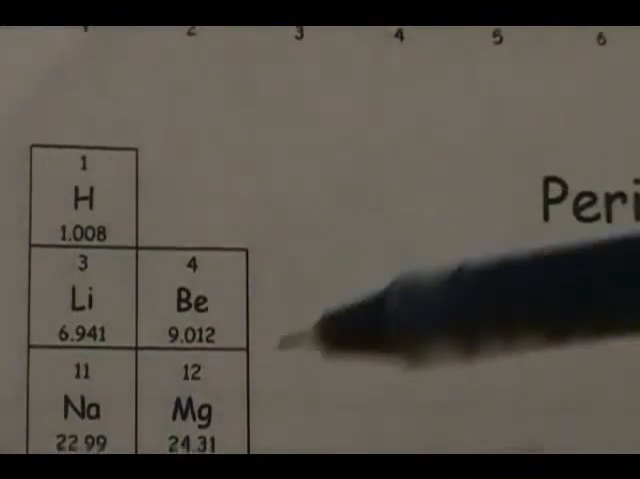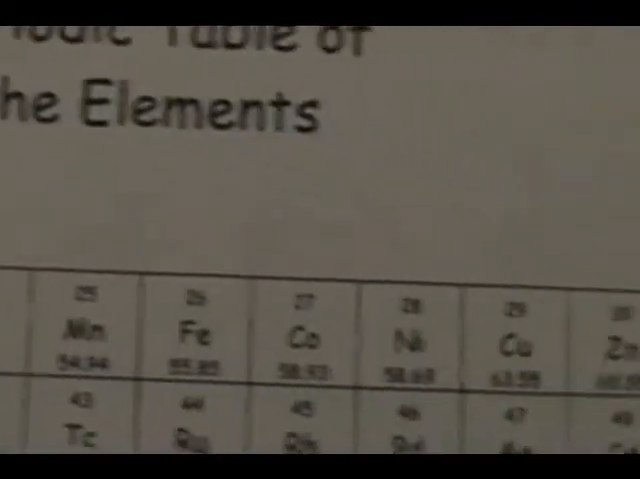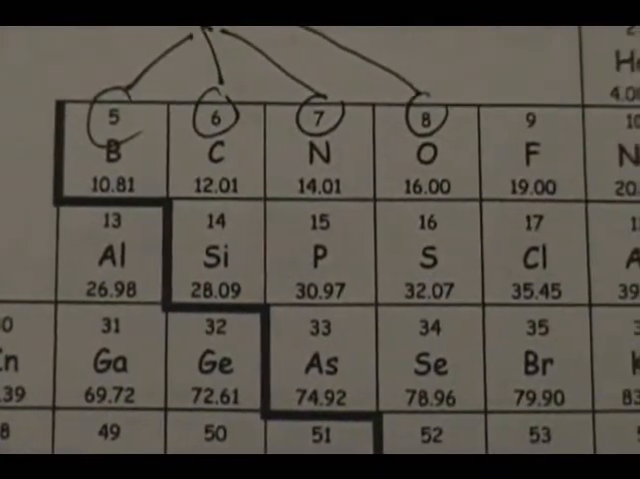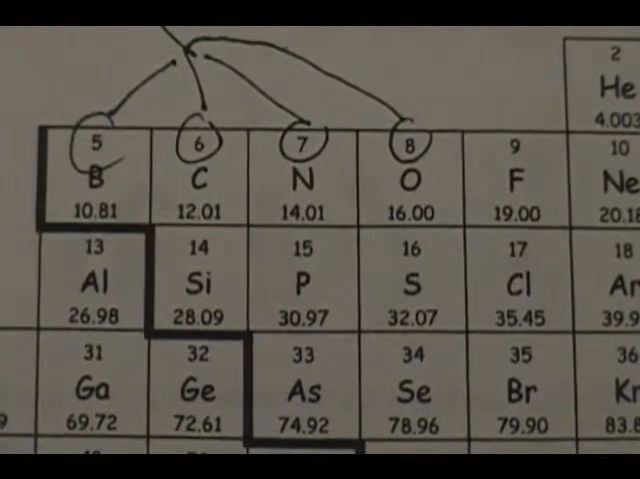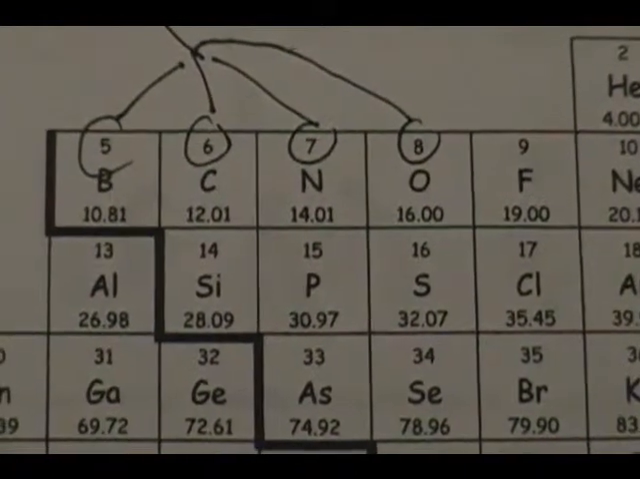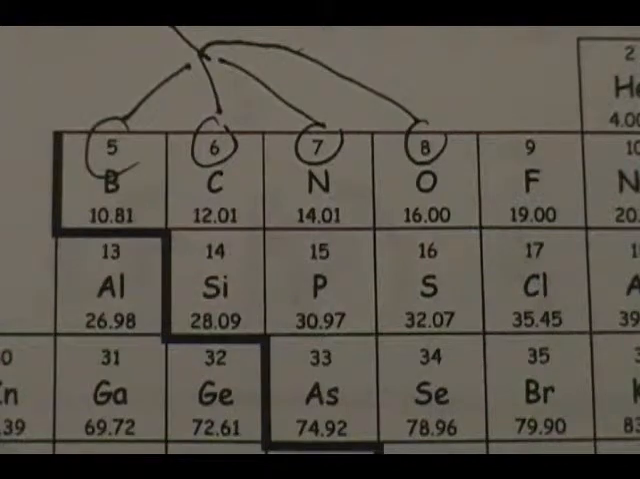Another piece of information we can extrapolate from looking at the periodic table, let's look at this side over here, we can apply it to both sides of the periodic table, is the amount of electrons.